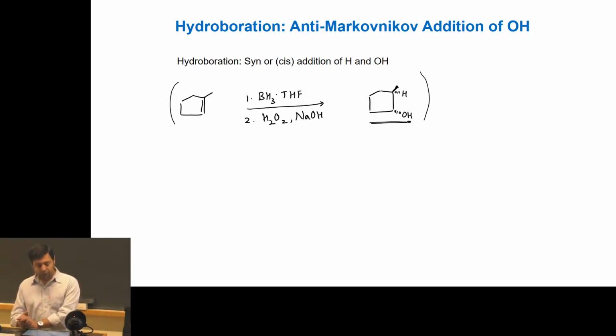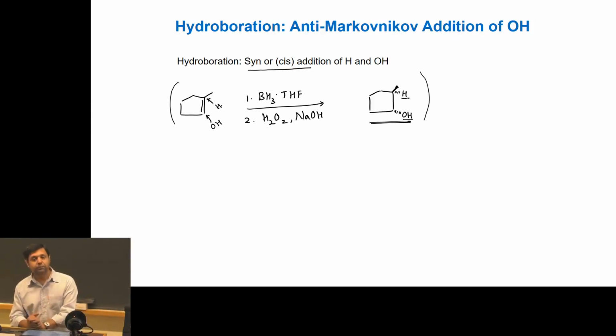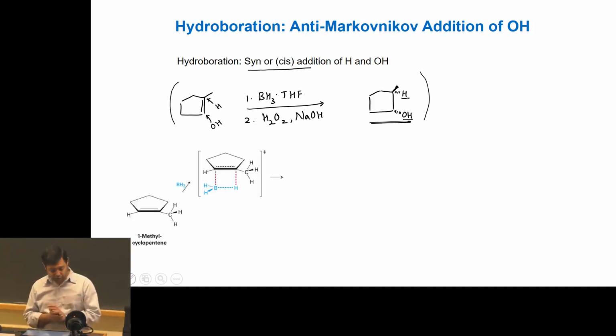All right. Now the mechanism for this reaction should account for 2 things. First, why is it a syn addition? Why do you get H and OH on the same side? The second thing it should account for is why OH gets attached to the less substituted carbon of the double bond, and why H gets attached to the more substituted carbon of the double bond. All right. So let's now write the mechanism for this reaction. Please follow me carefully here.